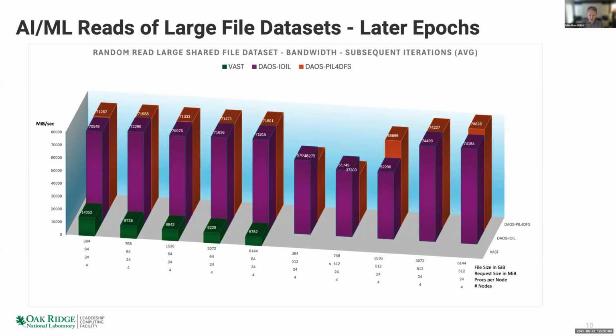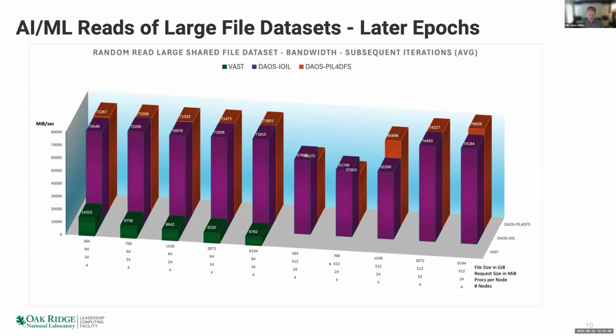And same for reread. We have some noise there in the middle, but again, these are single run results, so it could have been hiccups. We'll see if it's repeatable. But again, IOIL and pill for DFS is relatively comparable performance for shared files.